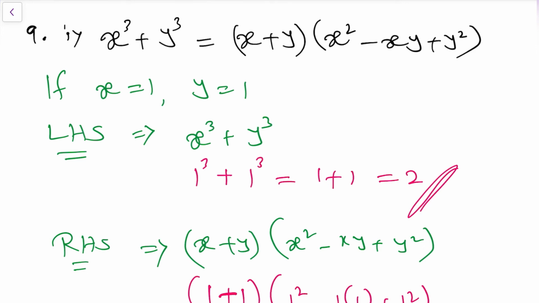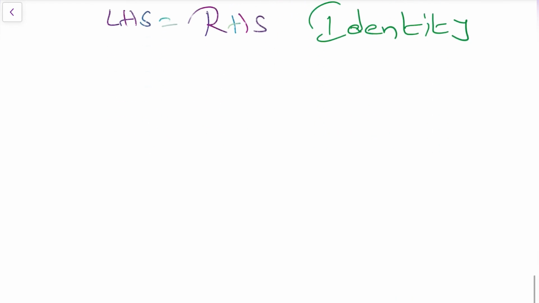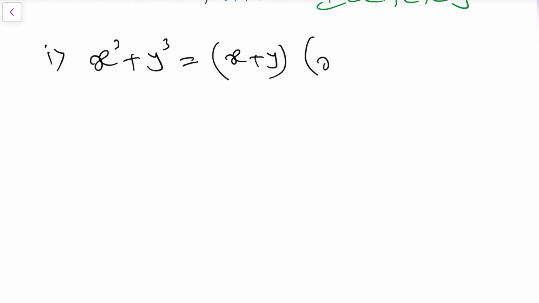Then he is also asking to check by actual multiplication. So I'll write the question again. Left side we have x cube plus y cube, which is equal to x plus y into x square minus xy plus y square.